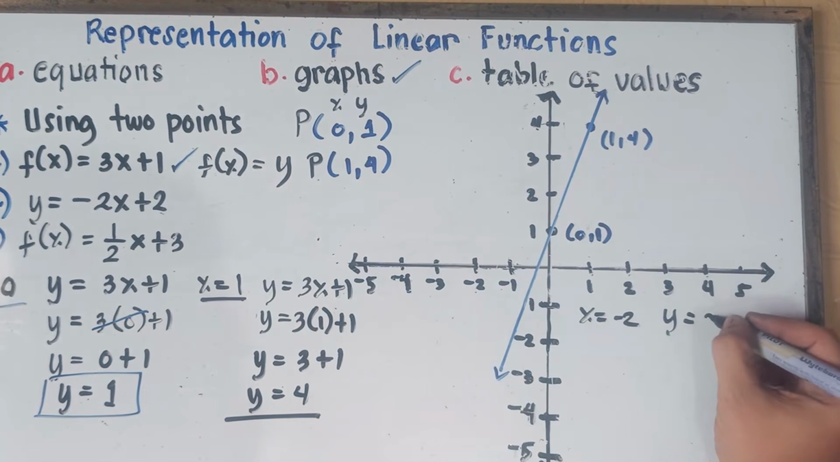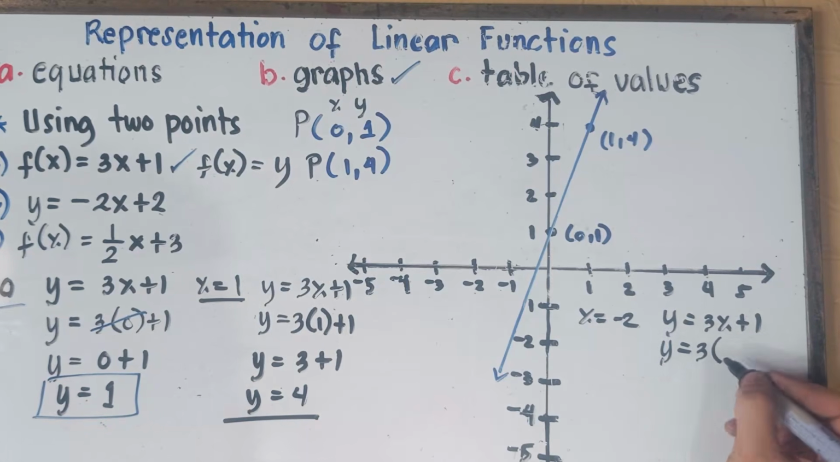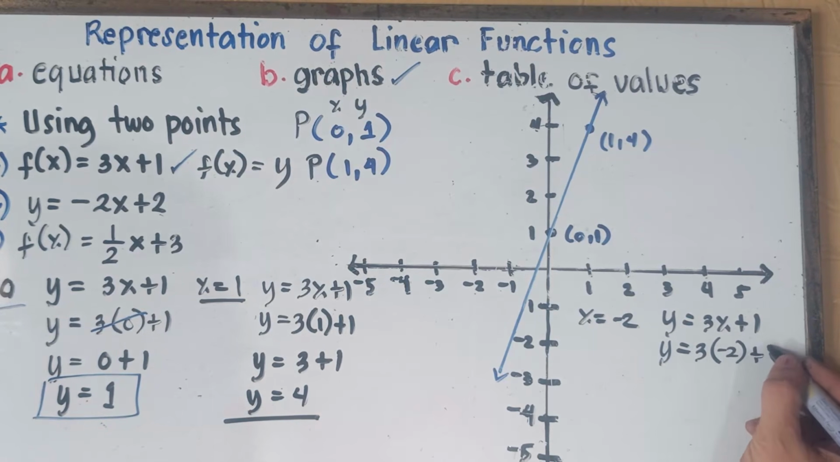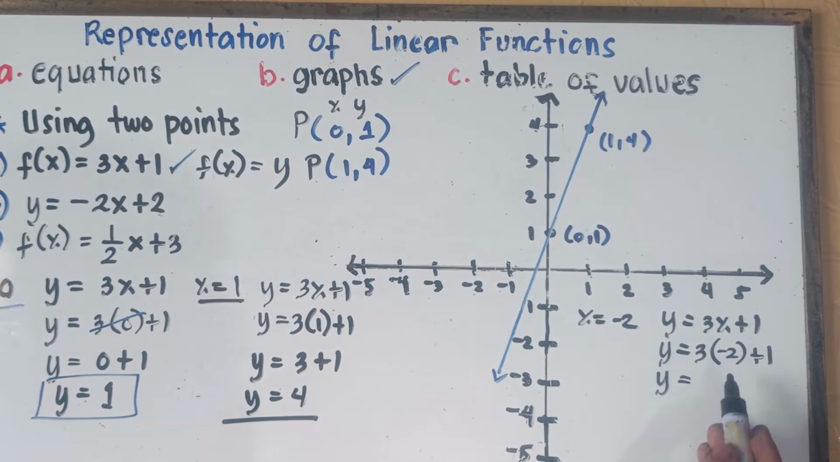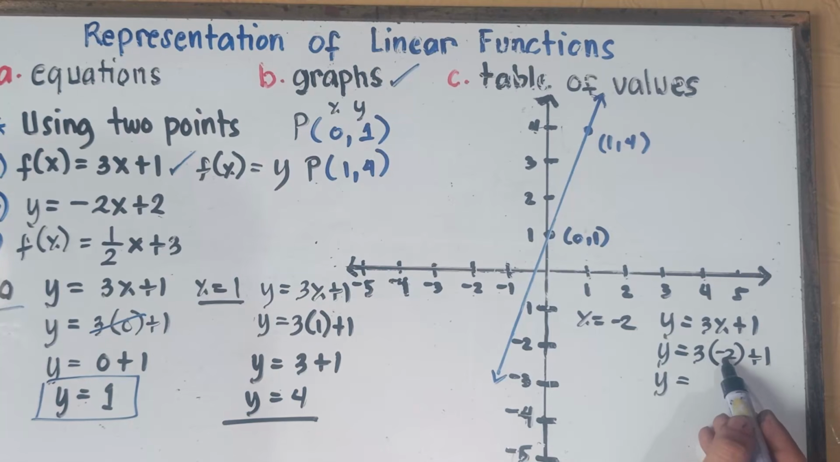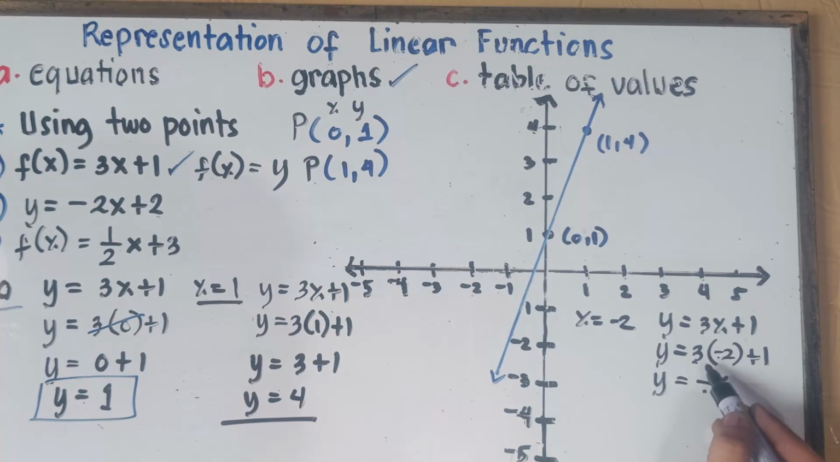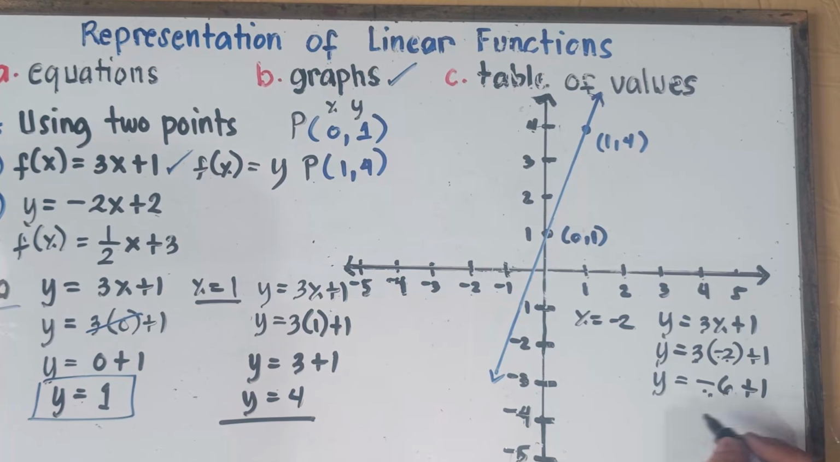So y equals 3x plus 1. Y equals 3 times the value of x, that would be negative 2, plus 1. So y equals, once again, class, the value of x, that would be negative 2. So 3 times negative 2. 3 times negative times positive, that would be negative. So 3 times 2 is 6. Once again, class, negative times positive is negative. 3 times 2 is 6. So 3 times negative 2, that would be negative 6, plus 1.